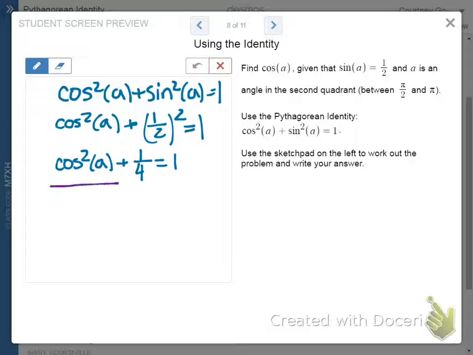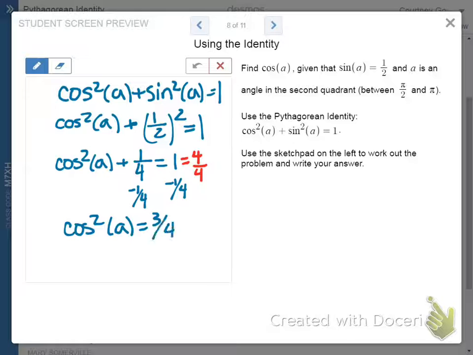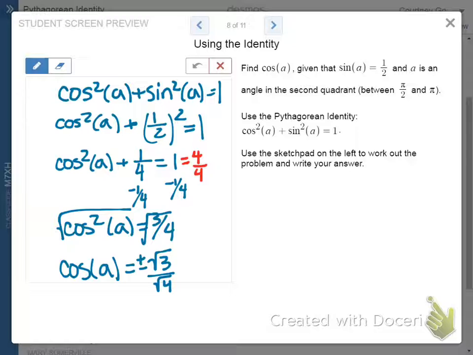I'm trying to solve for cosine of A, so I want to isolate it, which means I'm going to subtract this 1/4 from both sides. Remember, when I do that, 1 is really just 4/4, so I can subtract that way. That gives me cosine squared of A equals 3/4. Then I take the square root of both sides, and I get cosine of A equals the square root of 3 over the square root of 4, and that's plus or minus. So this is just plus or minus the square root of 3 over 2.